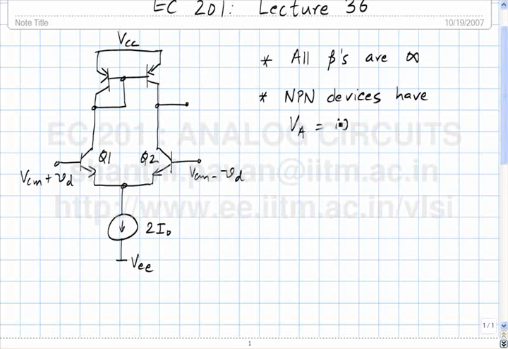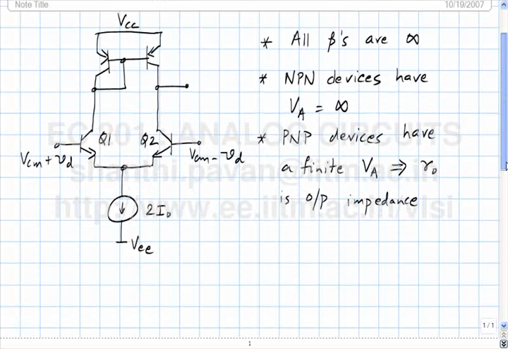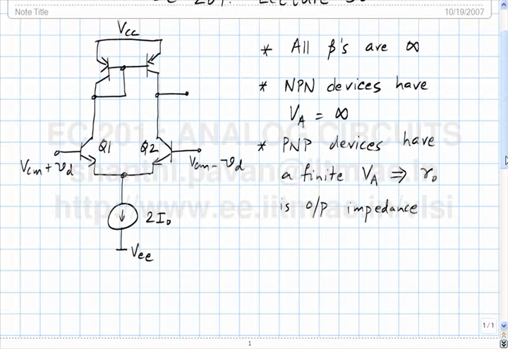What is the implication of having an infinite early voltage? The IC versus VCE characteristics are flat when the transistor is operating in the active region. In other words, it behaves like an ideal voltage controlled current source for incremental signals. Let's say the PNP devices have a finite VA, and this results in an output impedance, say R0. Under these assumptions, can we draw the small signal equivalent of the differential pair?